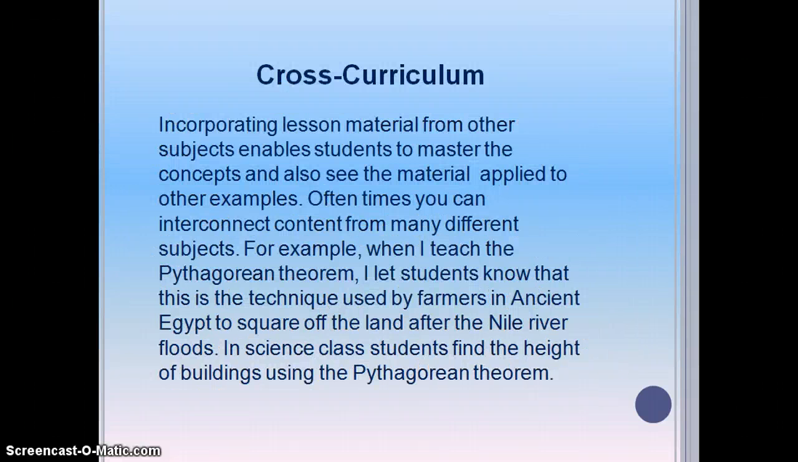Incorporating lesson material from other subjects enables students to master the concepts and also see the material applied to other examples. Oftentimes you can interconnect content from many different subjects. For example, when I teach the Pythagorean theorem, I let students know that this is a technique that farmers used in ancient Egypt to square off the land after the Nile River floods. Also, in science class, in their experiments, they find the height of buildings using the Pythagorean theorem.